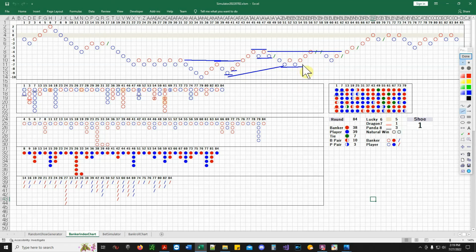Okay. So you got support right here. You got resistance right here. There's another higher low. And now bang. There's your break right there. If it breaks that, it's gone. And that's exactly what it did.